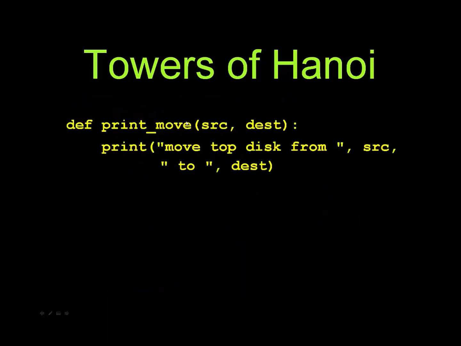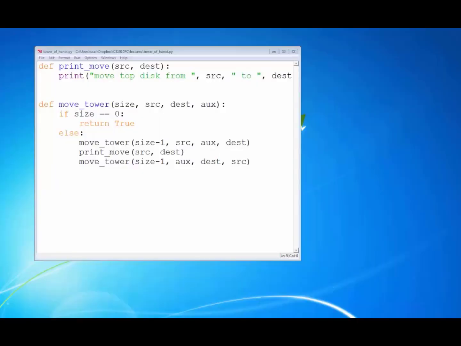This is what print move does. Print move is very simple. Print move just says print. So the print command will print a message to the console, and you can see "move top disk from source to destination". Right, that's all.